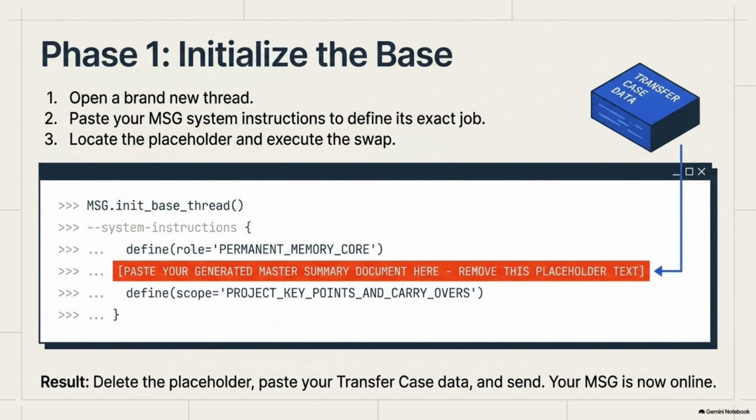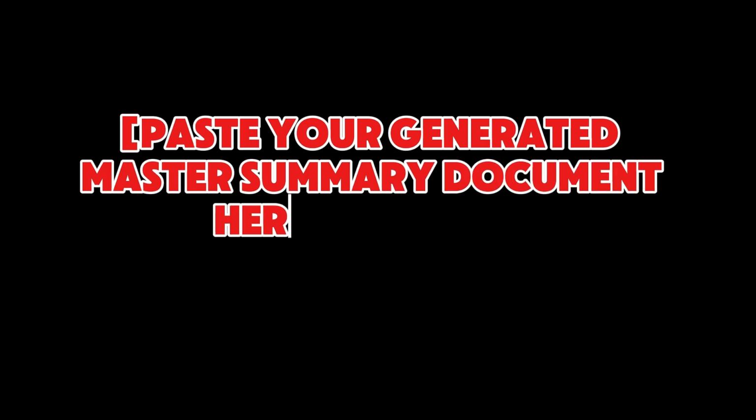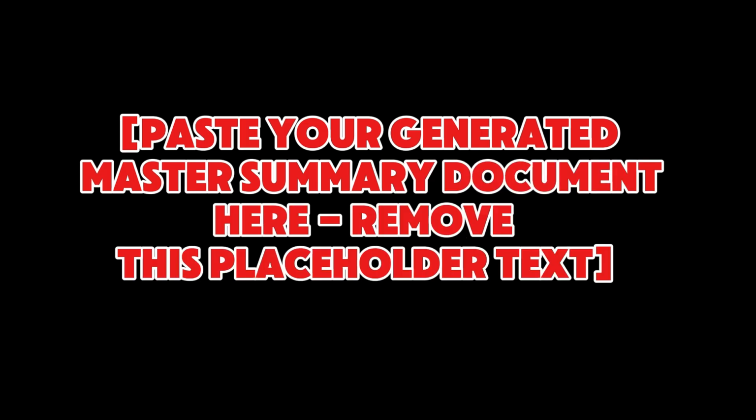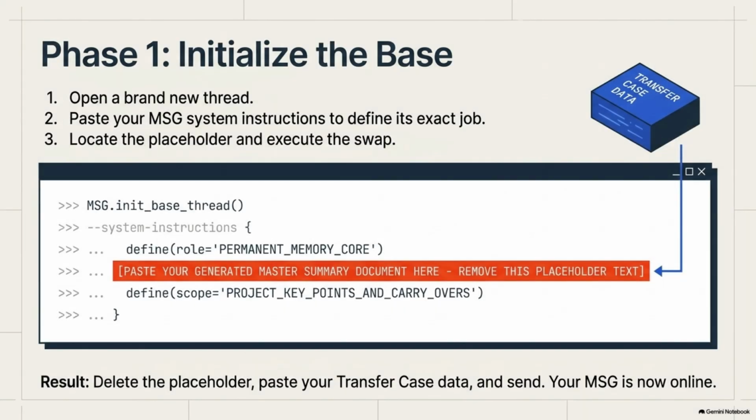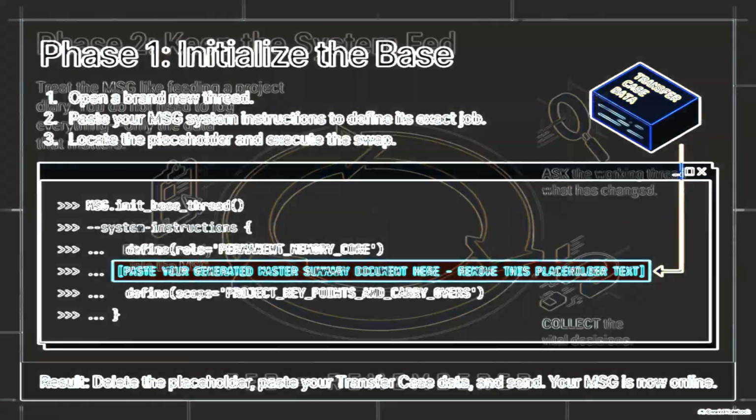You're going to paste in the MSG instructions text, a set of prompts that tells this new thread exactly what it is and what its job will be. I've left a copy in the description for you to copy and paste. Somewhere in that text is a placeholder that looks like this. Delete that placeholder, paste in the text block you stored, and send it. When you enter that prompt, the thread becomes your MSG. It's ready to receive updates.